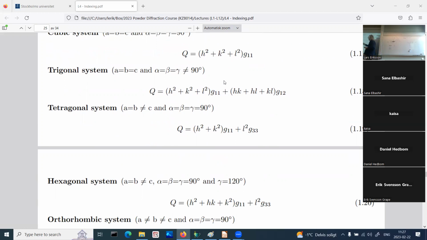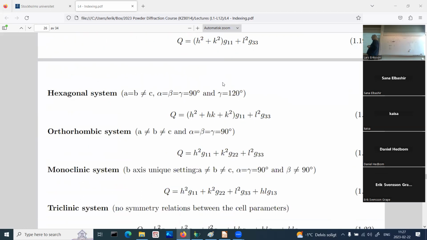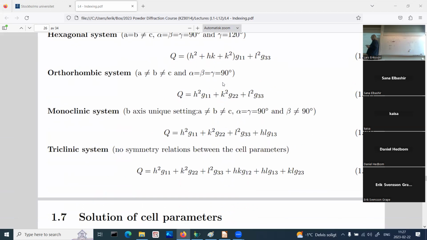In the hexagonal system, for example, you only have the angles of 90 degrees, but alpha and beta are similar. A and B are similar, but not equal to C. Then that one, etc., until in the triclinic system we don't have any simplification. Monoclinic has angles of 90 for alpha and gamma.